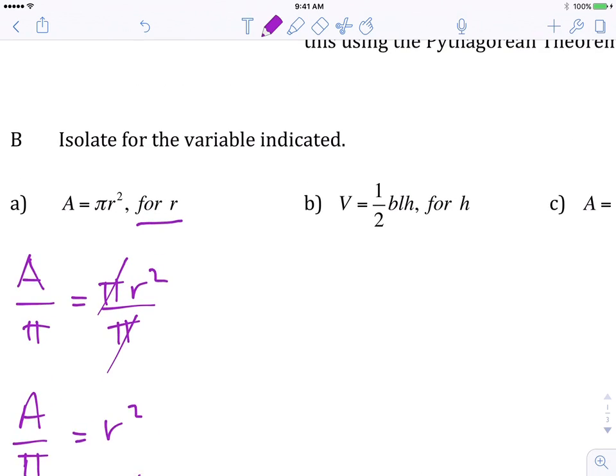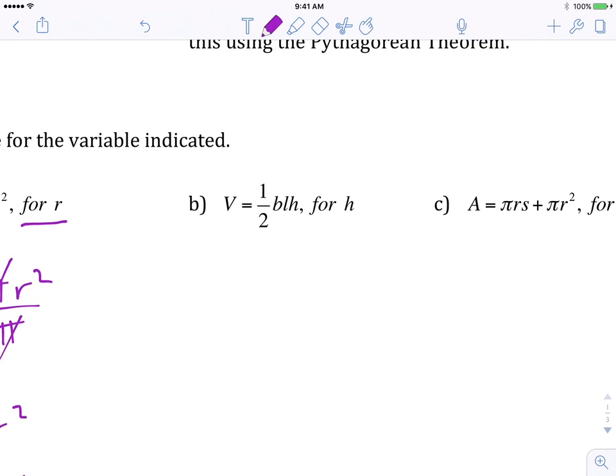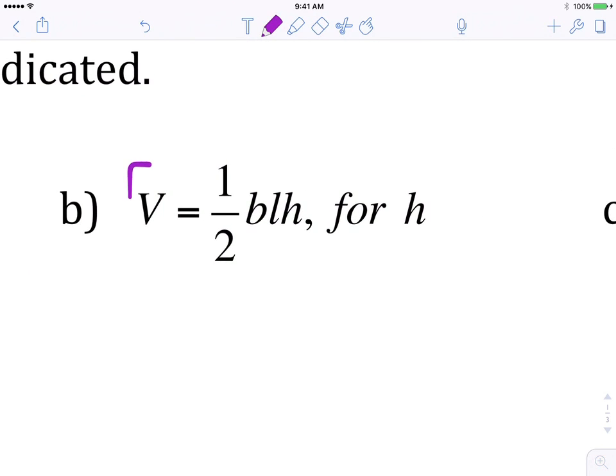Okay, let's take a look at the next one. In this case, we're isolating for h, but we have 1/2 base times length times height, or BLH. The volume is equal to 1/2 base times length times height. The first thing I want to do is get rid of the fraction. So let me multiply both sides by 2.